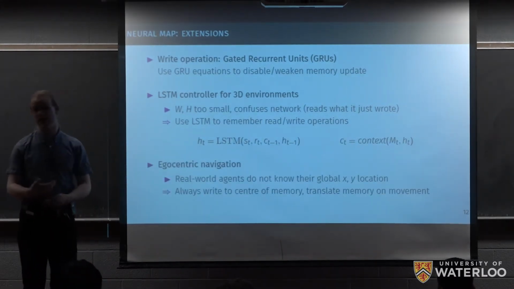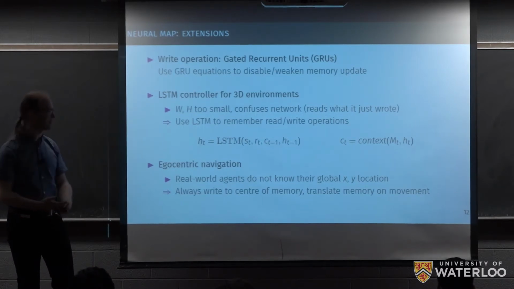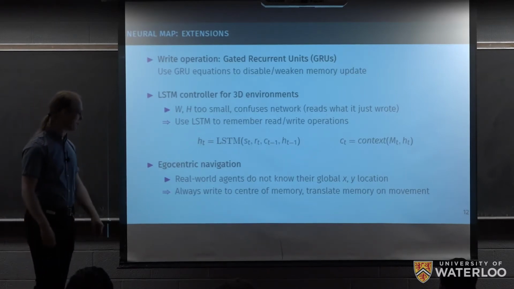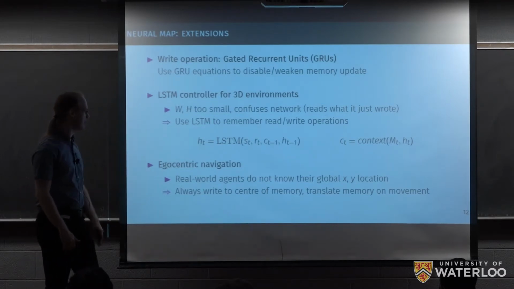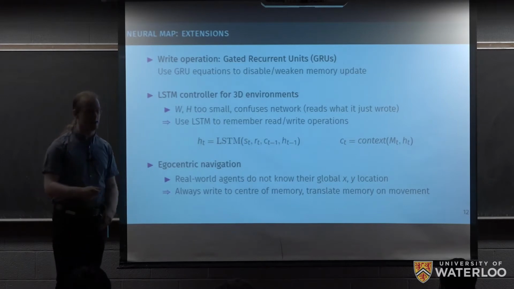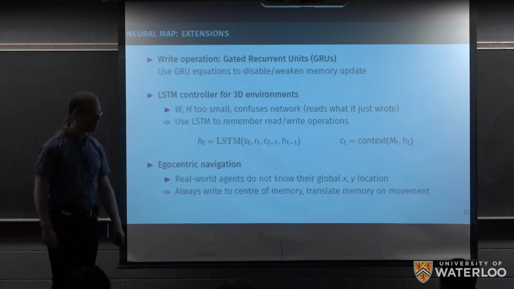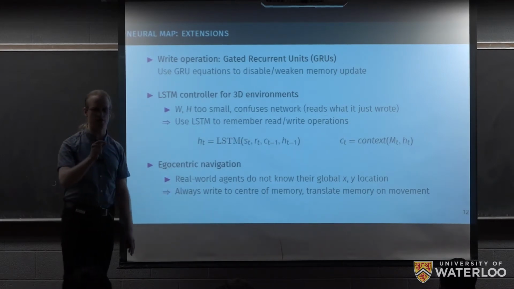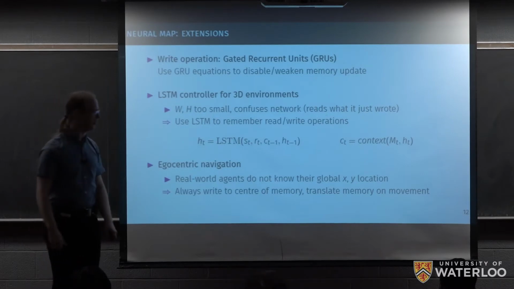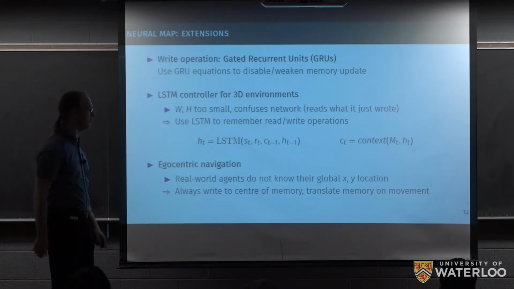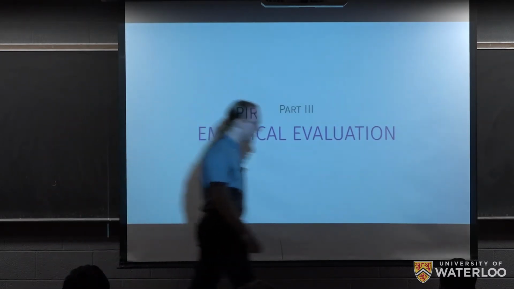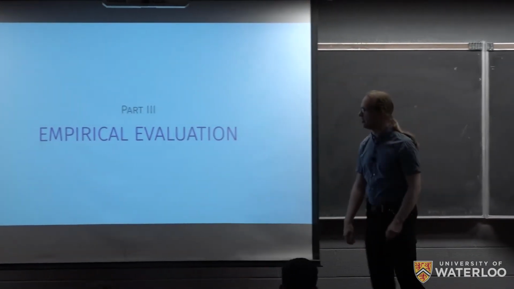The last thing is that you might have asked yourself, well, an actual robot never has access to its global position, so this is never going to work in practice. The authors solve this problem by using egocentric navigation. The assumption is that the agent knows which direction it went into, and then it just writes to the center of this memory cube, and whenever it moves, it updates the memory location by translating it in the inverse direction.